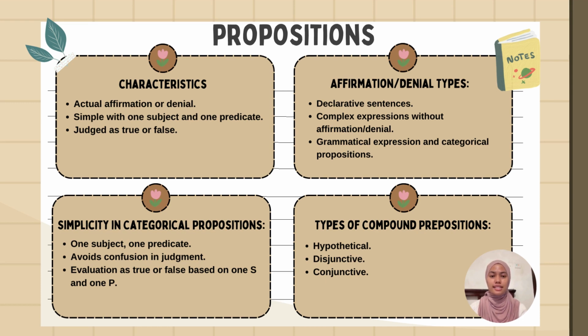For the disjunctive, it involves a choice between alternatives. The structure of disjunctive uses either-or. For example, either study for the exam or relax at home, meaning it presents mutually exclusive options, indicating that one or the other is true.